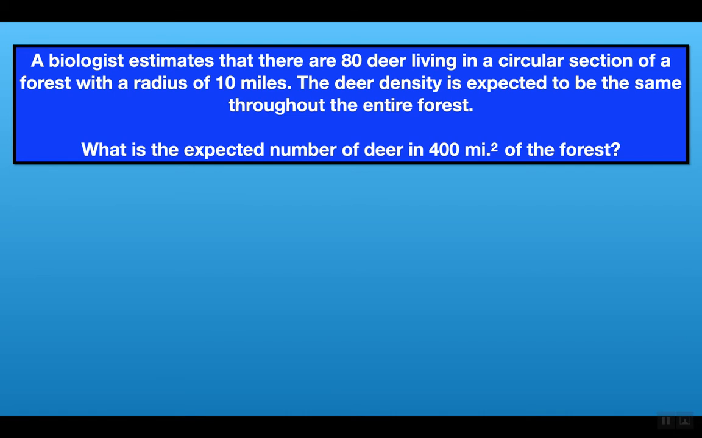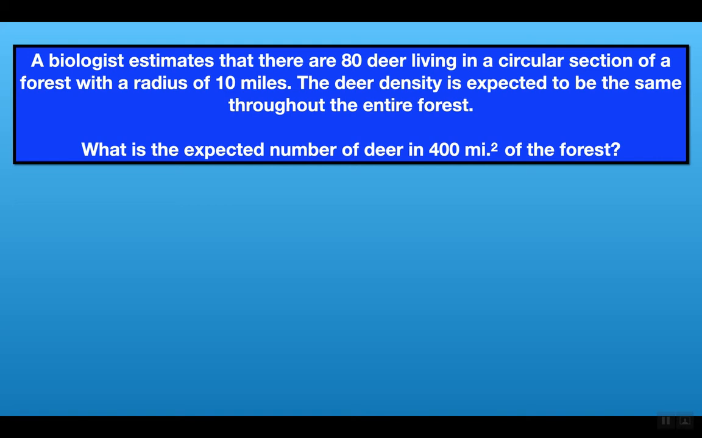Moving on to question number 3. A biologist estimates that there are 80 deer living in a circular section of a forest with a radius of 10 miles. The deer density is expected to be the same throughout the entire forest. What is the expected number of deer in 400 square miles of the forest?